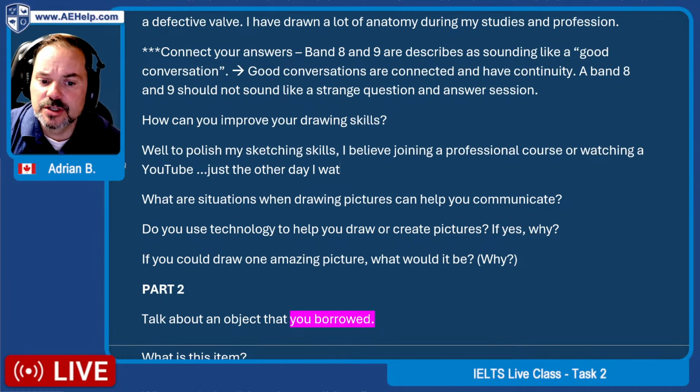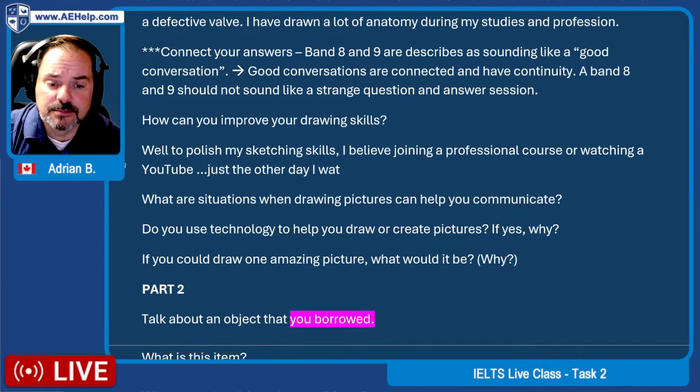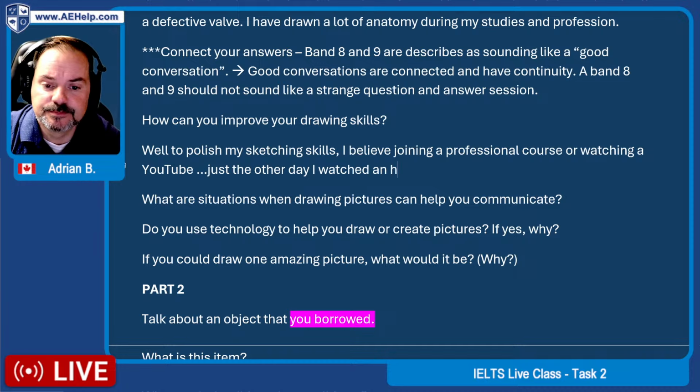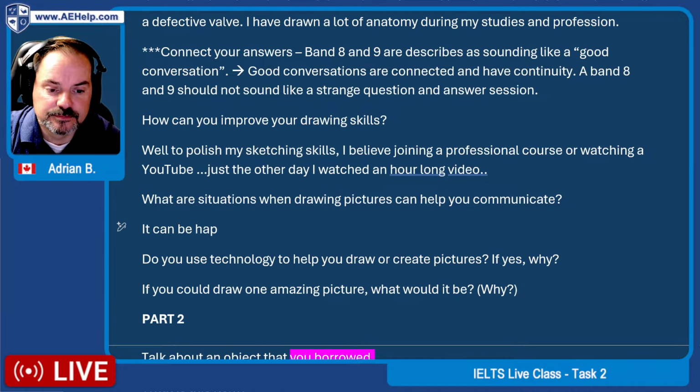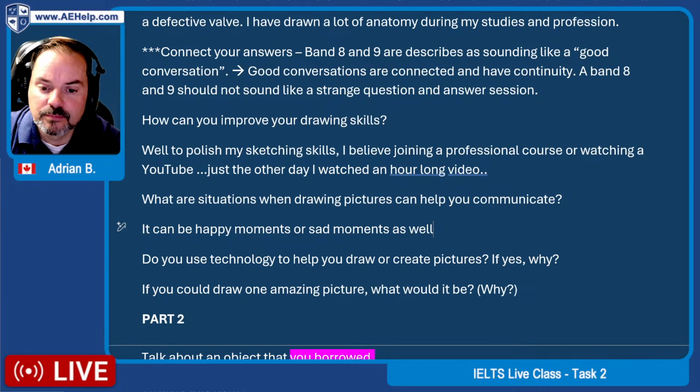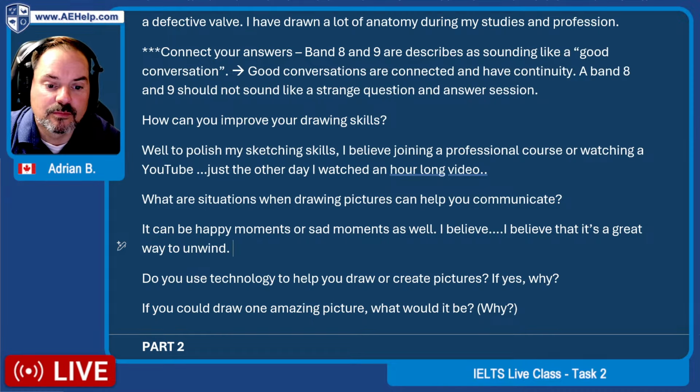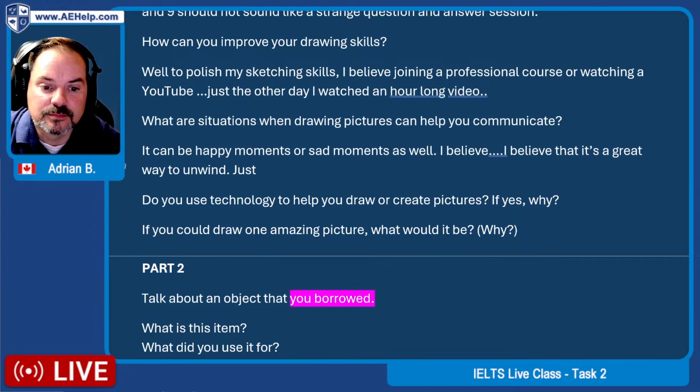What are situations when drawing pictures can help you communicate? It can be happy moments or can be sad moments as well. But I believe that most of the time when we are sad or want to communicate our feelings through painting a picture, it's a great way to unwind. Just the other day, I drew a painting of a park where I showed my love for nature.